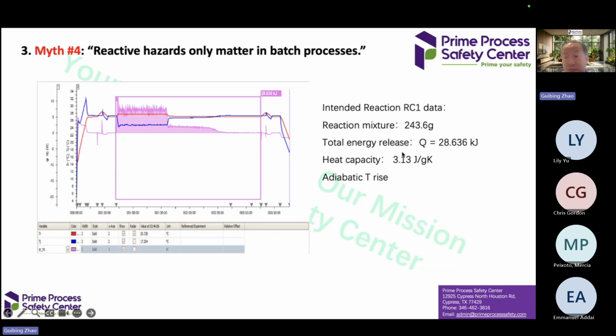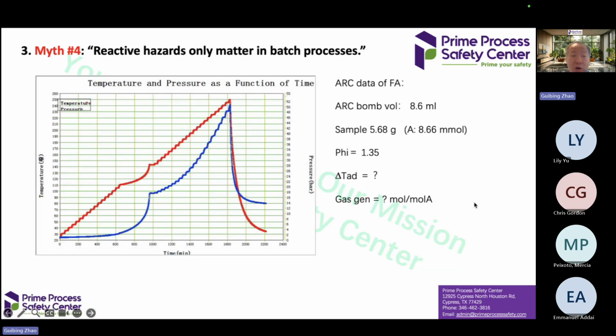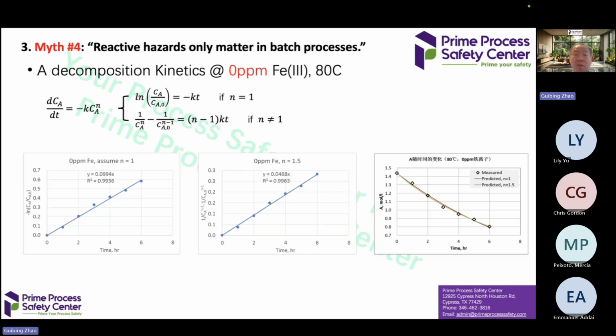Actually, it's not much energy release. Adiabatic temperature rise is only about 40 degrees C. And from ARC, we can say also this is weak, not very much energy release, about 44 degrees C temperature rise. However, this has lots of gas generation, and one mole of A can generate basically one-third more gas. And we recommended the client to do lots of things.